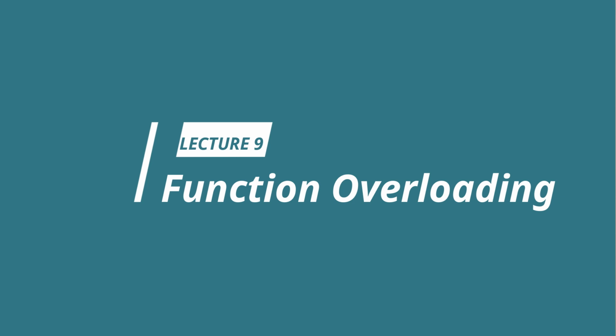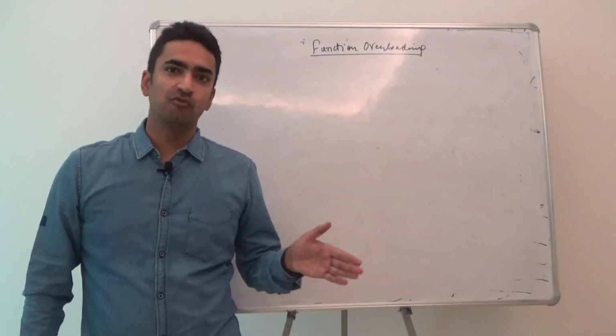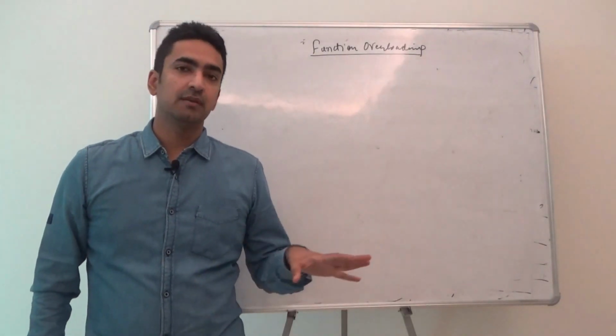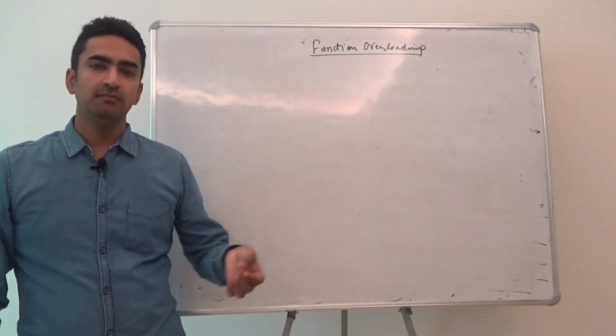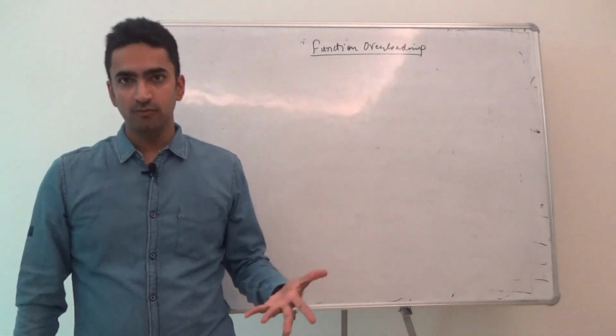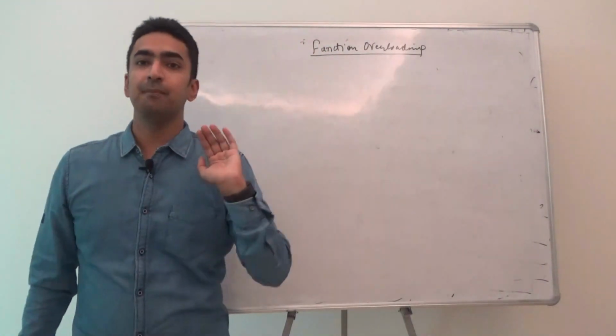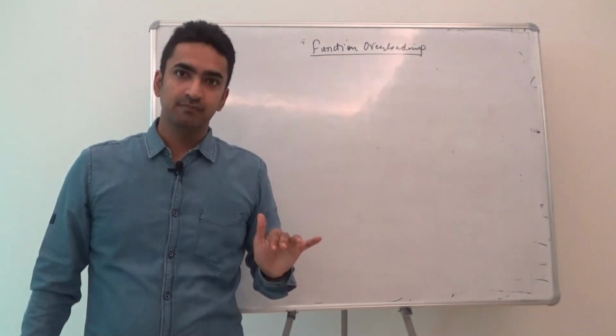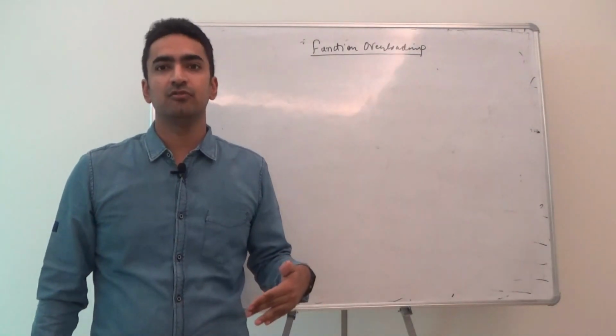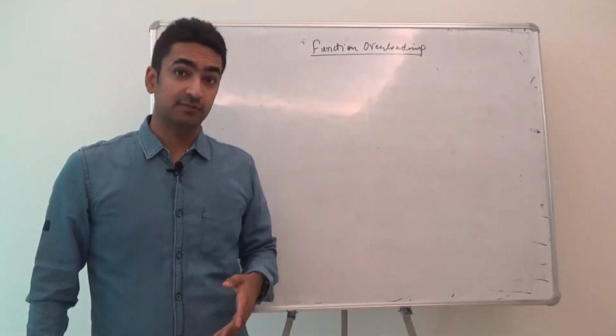In this video we will be discussing the concept of function overloading. We all know it is a part of polymorphism. Poly means many forms, there are many forms to it. Function overloading is a part of that. It is known as compile time binding or early binding, or it is also known as compile time polymorphism.